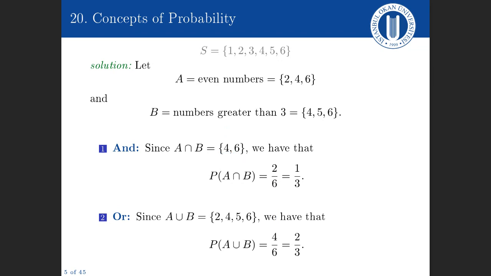For or, we use unions. We want to have an even number or a number which is greater than 3. So we're going to be doing A union B. The numbers which are either even or greater than 3 are 2, 4, 5, and 6. 6, for example, is both even and greater than 3. This set contains 4 elements and the sample space contains 6. So the probability of A union B is 4 divided by 6.